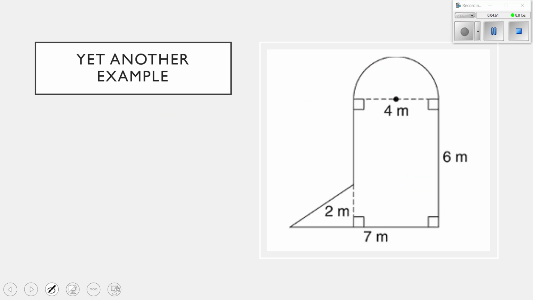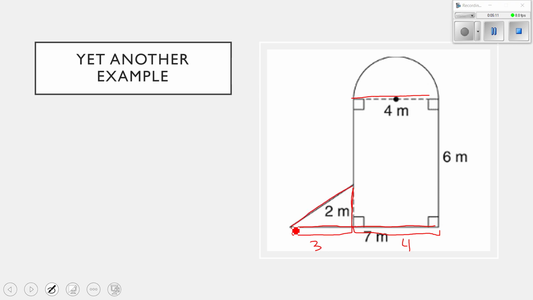Here's another example, and this time you have 3 shapes. If the total length of the bottom is 7, and we know this right here is 4, that makes this right here 4, which means this right here needs to be 3. And this 2 is talking about right here.